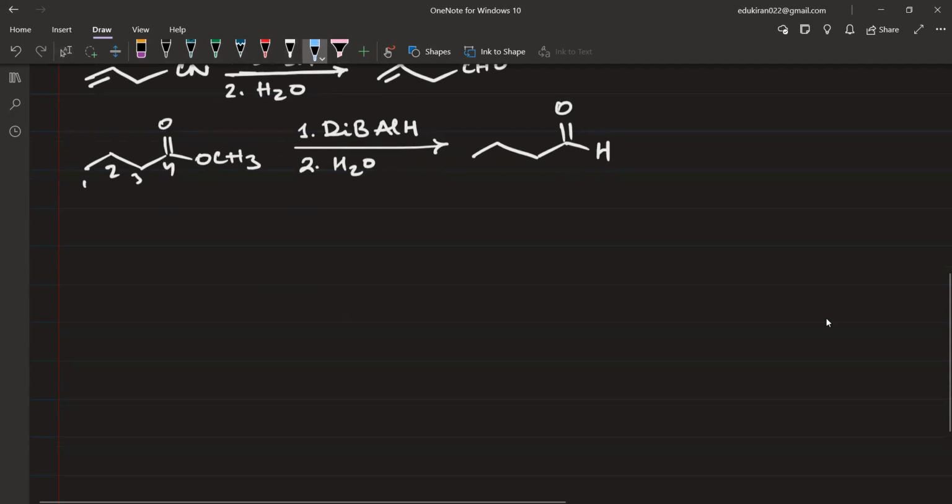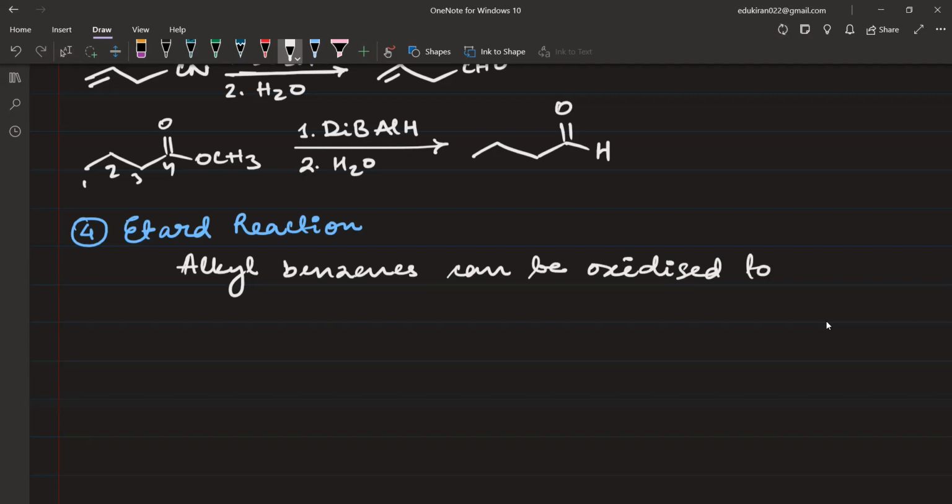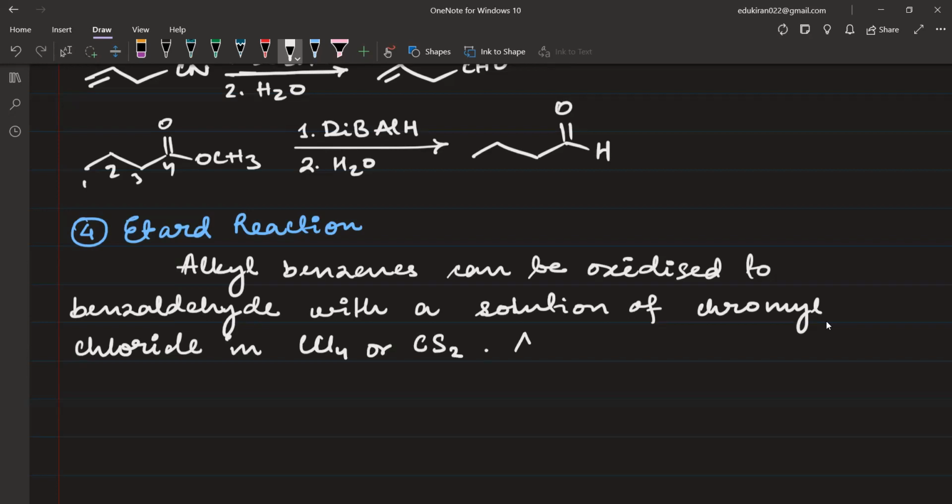Right, next, Etard reaction. Please write: alkyl benzenes can be oxidized to benzaldehyde with a solution of chromyl chloride in non-polar solvents such as CCl4, carbon tetrachloride, or CS2, carbon disulfide.